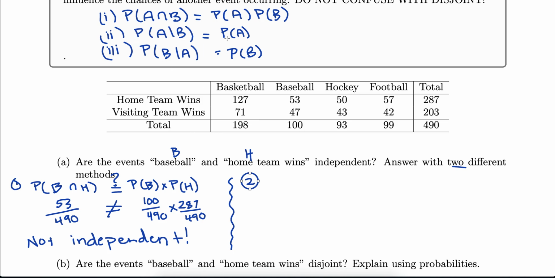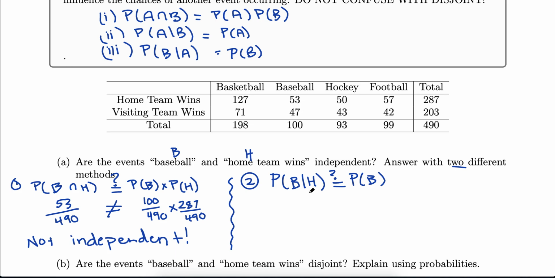We have the other two are conditional. So let's choose a conditional formula. Probability of baseball given home. I could have done home given baseball, doesn't matter. I want to see, is this equal to which one? Right, baseball. So it's like saying the probability of a baseball game is the same with or without that given information of home team. So let's work on finding the left-hand side here. Probability of baseball given home.